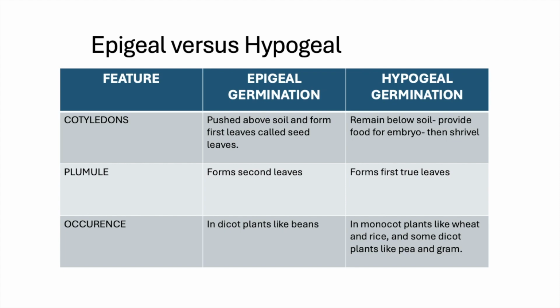Epigeal versus hypogeal germination. The cotyledons. In epigeal germination, they are pushed above the soil, they form the first leaves called seed leaves. In hypogeal germination, they remain below the soil, they provide food for the embryo, and then they shrivel. Plumule. The plumule forms the second leaves in epigeal germination. The plumule forms the first true leaves in hypogeal germination. The occurrence. In dicot plants like beans, you see epigeal germination, but hypogeal will be seen mostly in monocot plants like wheat and rice, but also in some dicot plants like pea and gram.